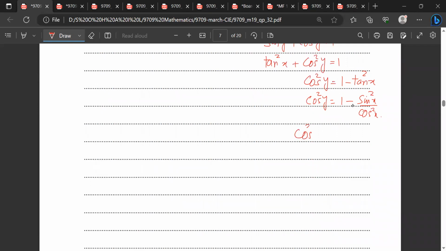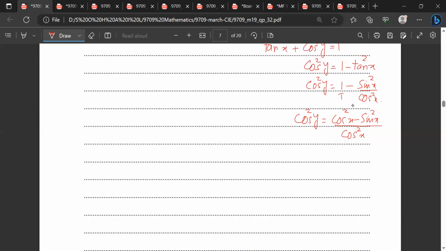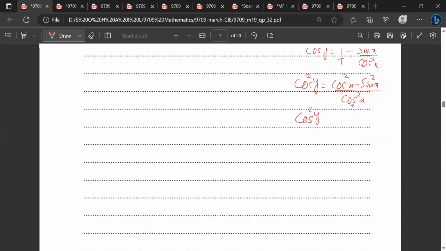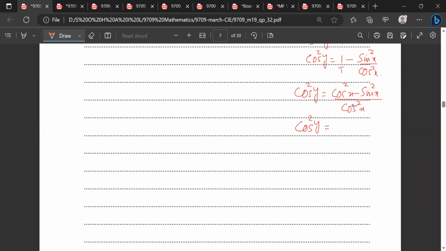So you can take the LCM for cos square of y. The LCM is cos square of x. So cos square of x minus sine square of x over cos square of x. So the numerator is the double angle formula: cos square of x minus sine square of x is cos 2x over cos square of x.